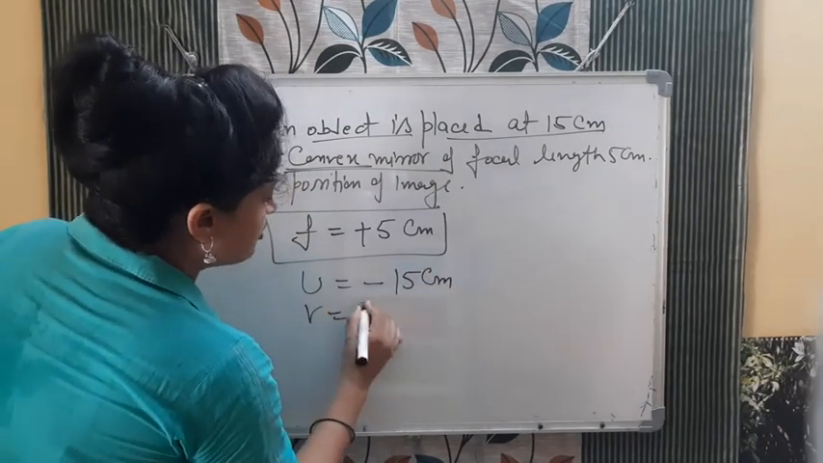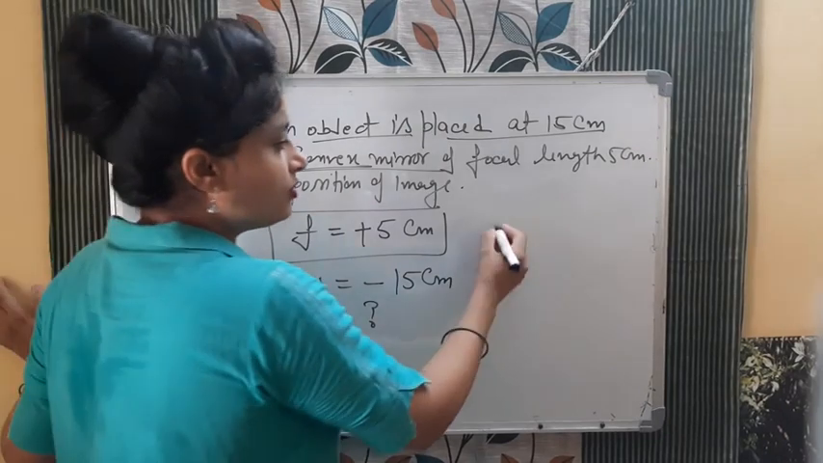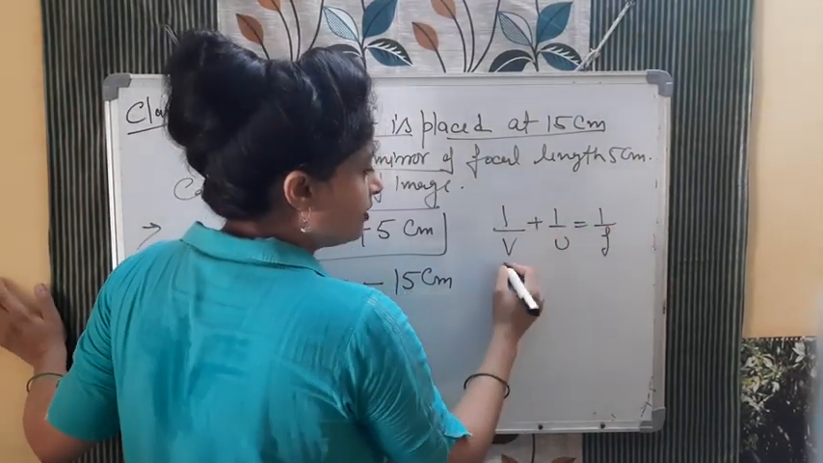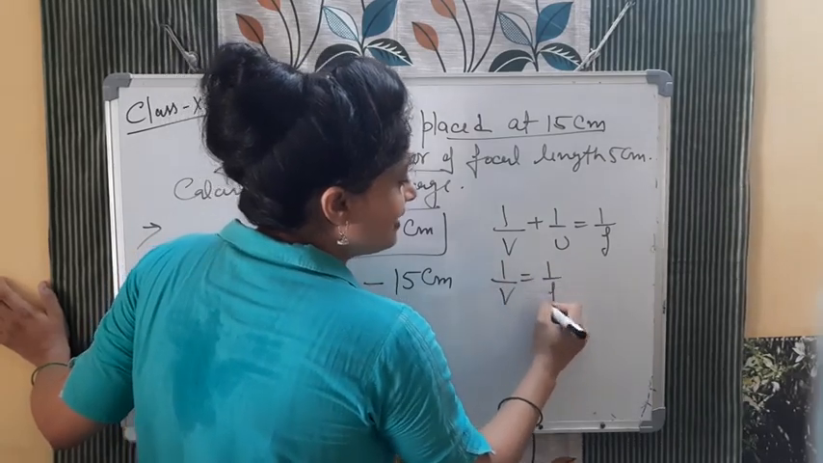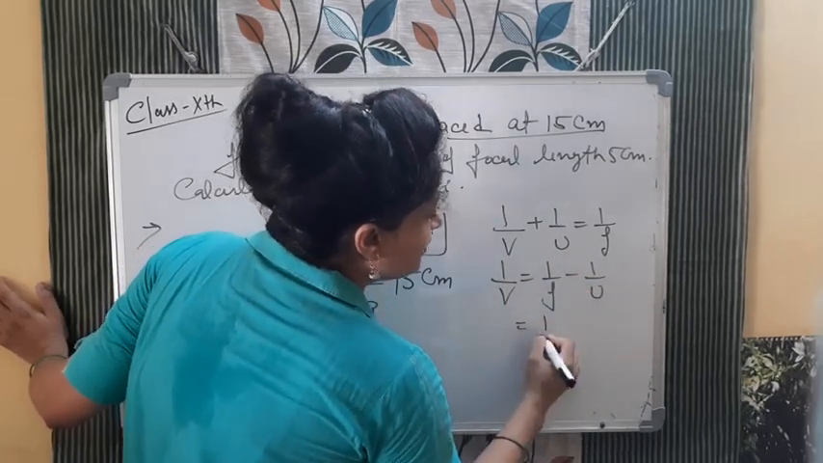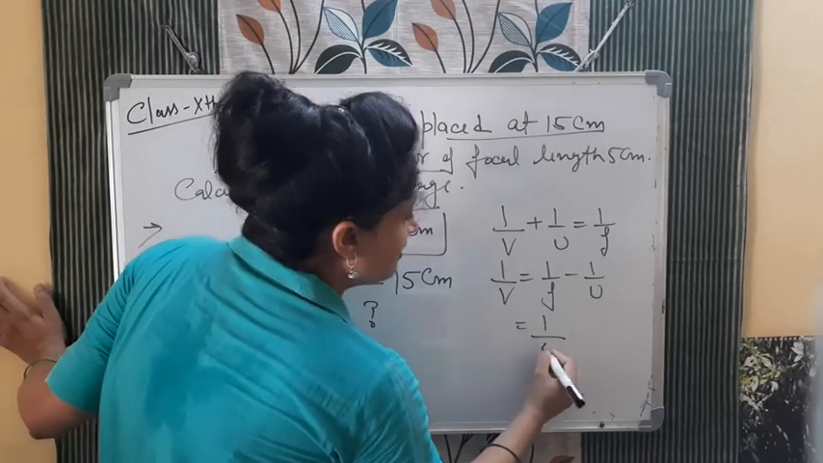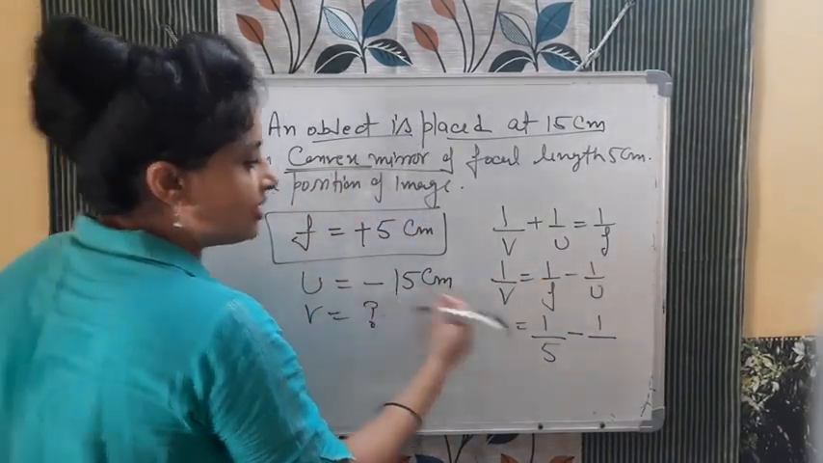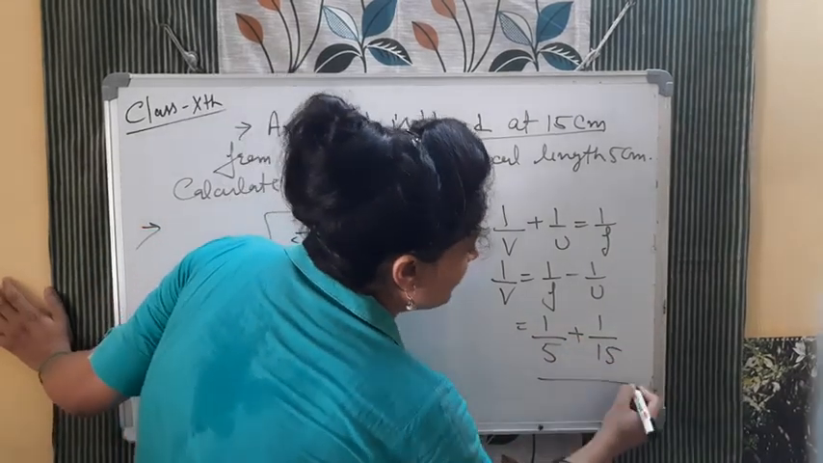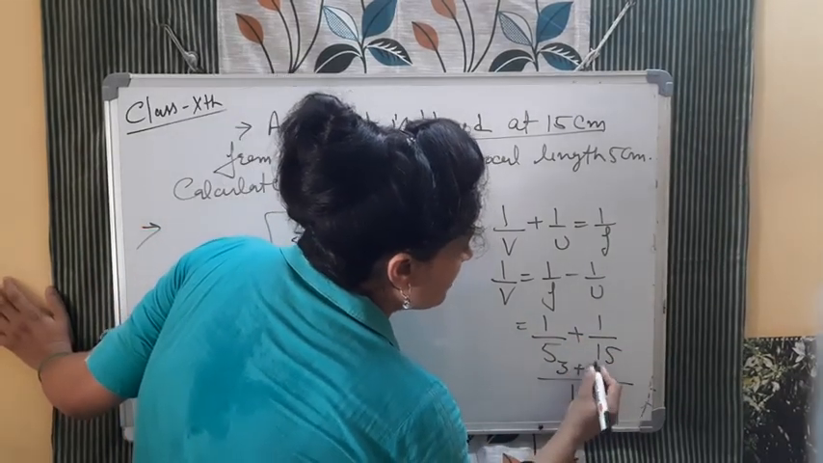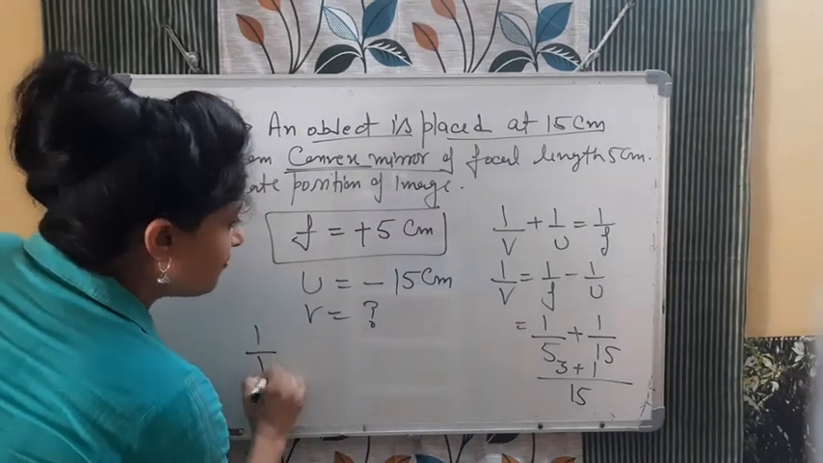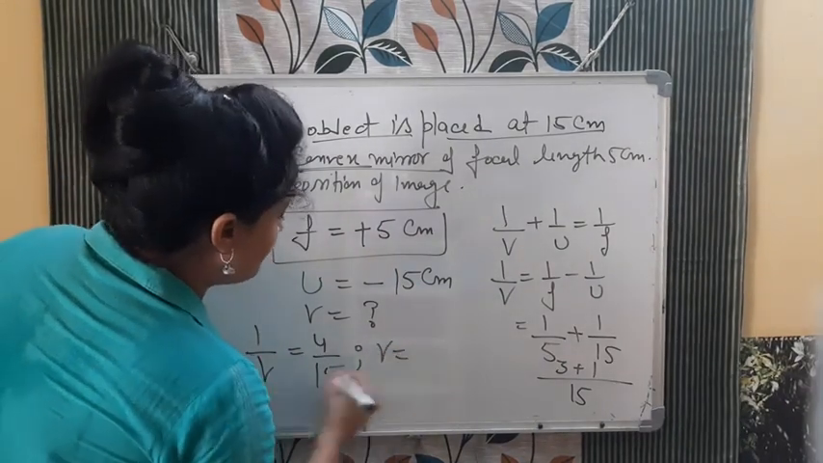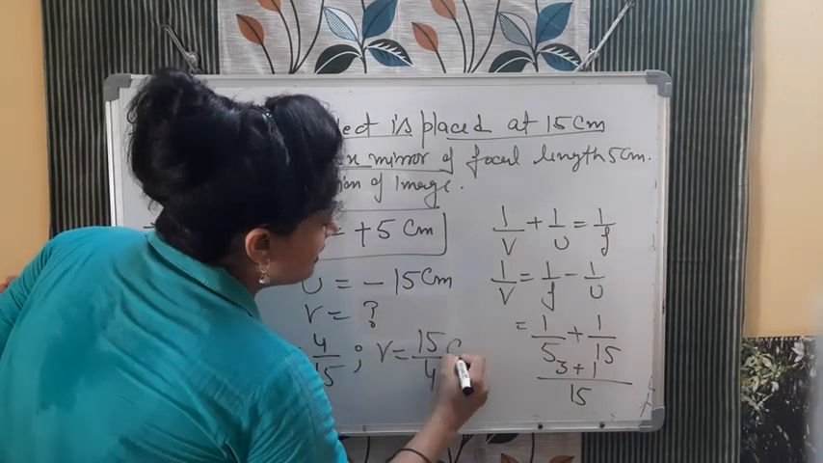V, they are asking us to calculate V. So what will you use? You will use the mirror formula, and from here when you calculate V, can we write it like this? Very simple. Now put the value, 1 by V equals 1 by F, F is +5, minus 1 by U. Now one negative is here, one negative is here, so this will be positive 15. Take LCM and you will get 1 by V is equal to 4 by 15, and from here when you get V, it will be 15 by 4 centimeter.